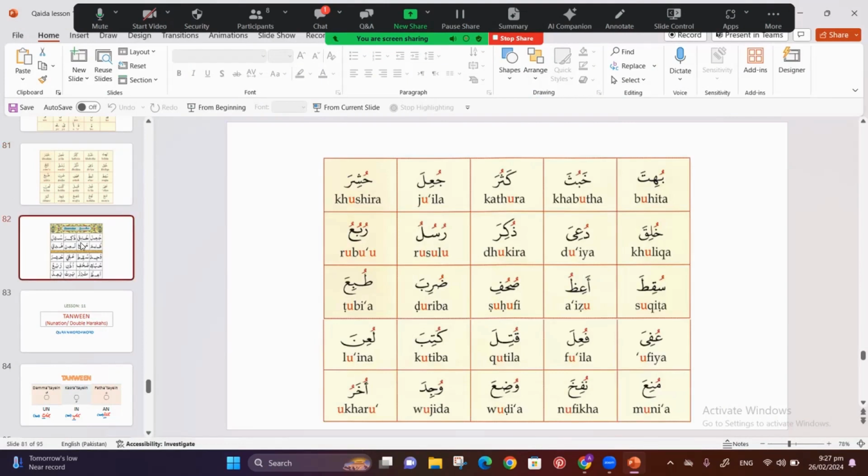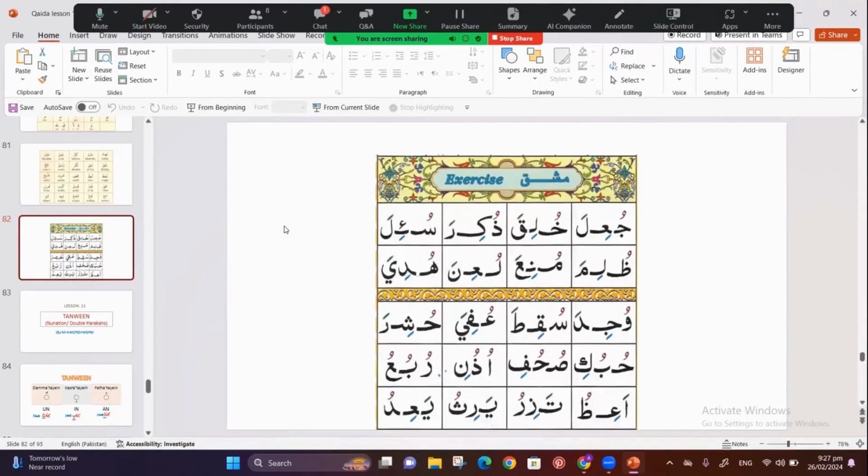And I also gave you this exercise that you see in front of you, that you were supposed to practice on your own as well, inshallah. So I expect that you might have done this as well, inshallah.